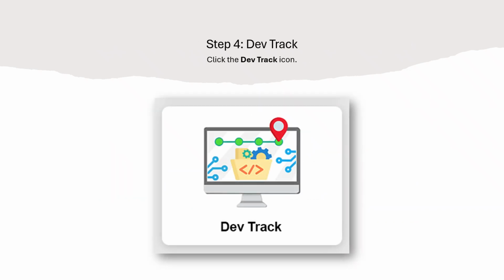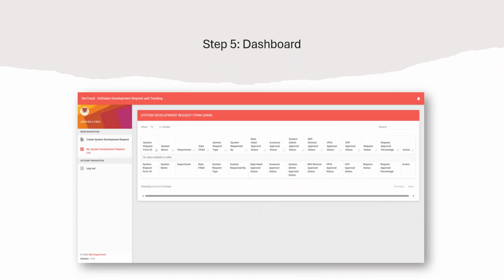After logging into the My Portal homepage, click on the DevTrack icon. You will be sent to the DevTrack, Software Development Request and Tracking Dashboard. The dashboard displays the list of personally submitted system development request forms.